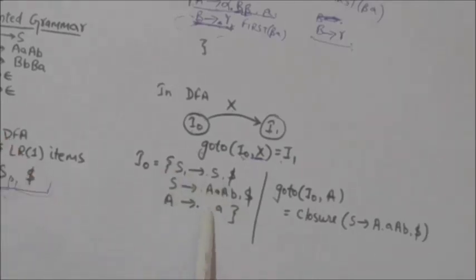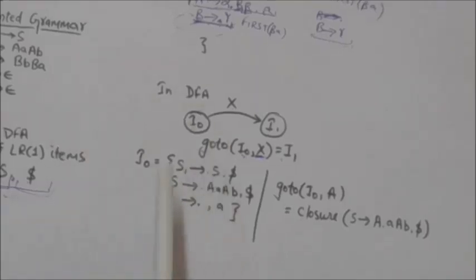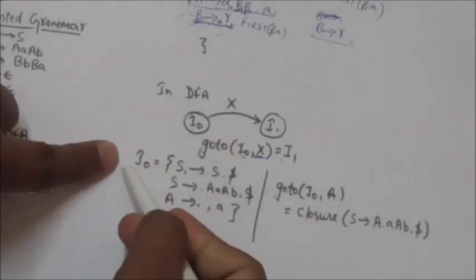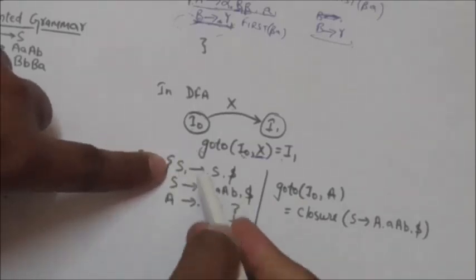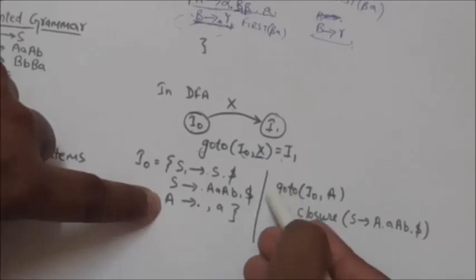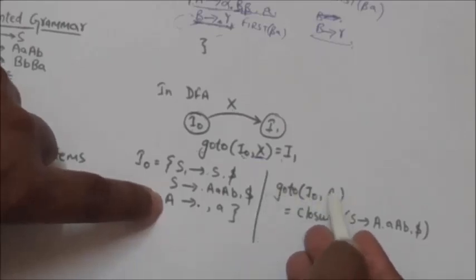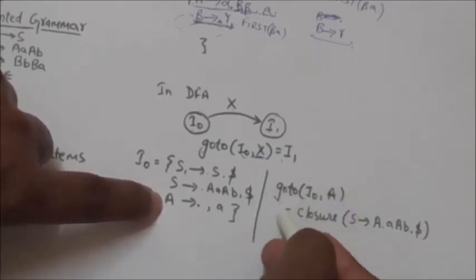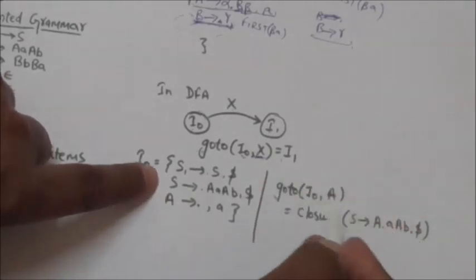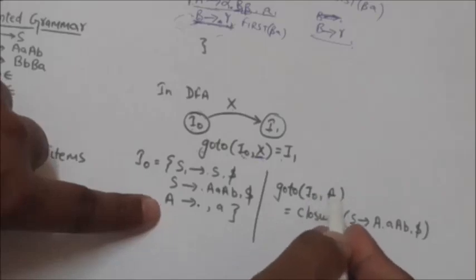Suppose there is some state of DFA, right? As I told you that a state of DFA is a set of LR1 items, right? Suppose there is a state of DFA I0 and it is the set of these LR1 items, right? Now we have to evaluate Goto I0 A, right? Goto I0 A. Now we need to find out what would be the next state of DFA when it is in state I0 and it reads the symbol A.